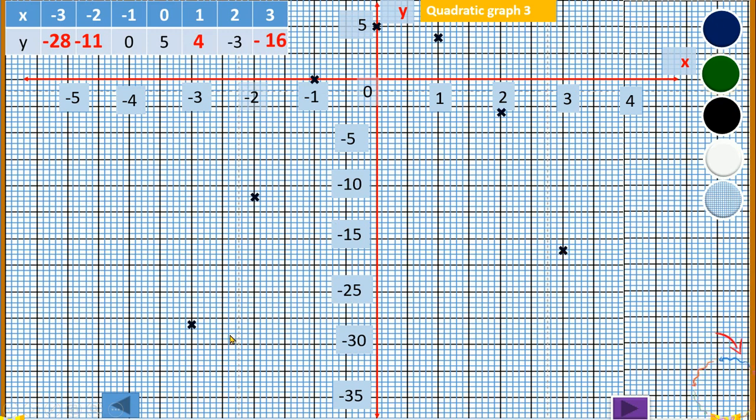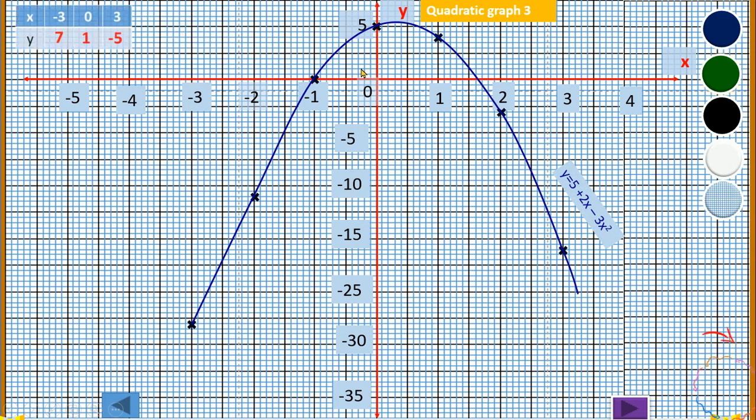So we're going to join these points with a smooth curve. The blue line represents the quadratic function, the quadratic curve we are looking for. Then next we're going to plot the graph for the linear function. And we need just these 3 points to plot the linear function.